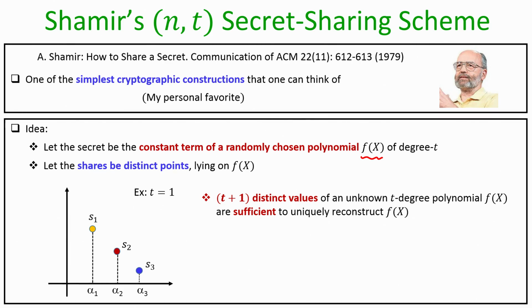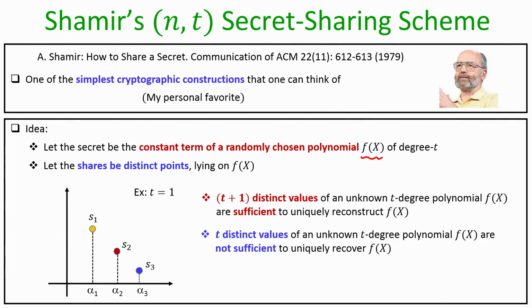So, for example, if t is equal to 1 and the first two shareholders come up with their shares S1 and S2, then they can uniquely find the straight line passing through the points (alpha 1, S1) and (alpha 2, S2) by fitting a straight line equation. Once they obtain the straight line, they can take the constant term of that straight line, namely S, to be the recovered secret.